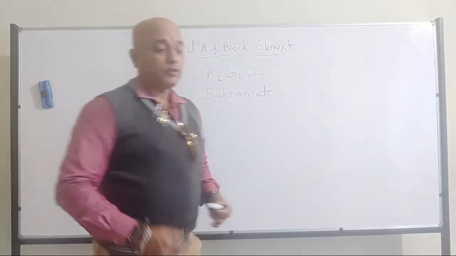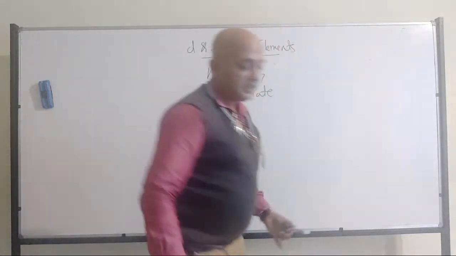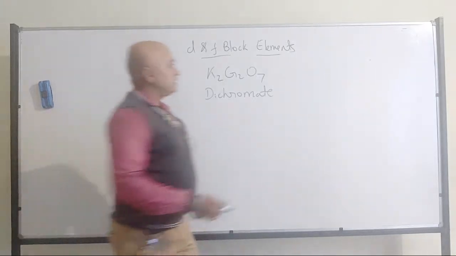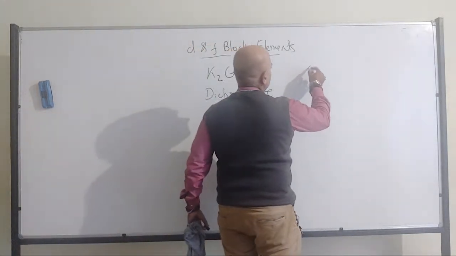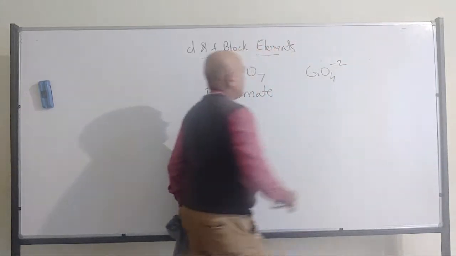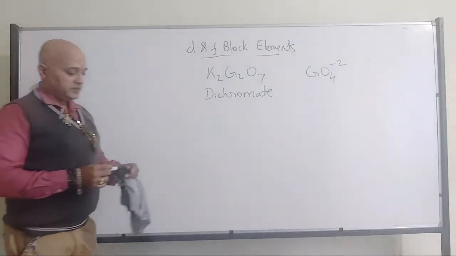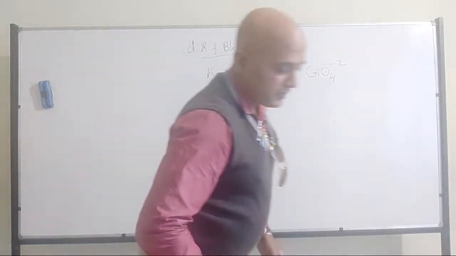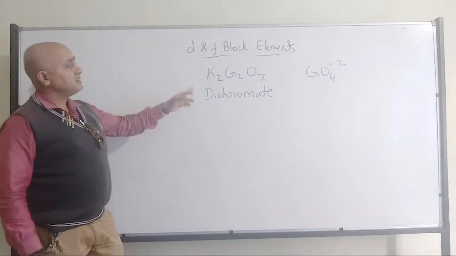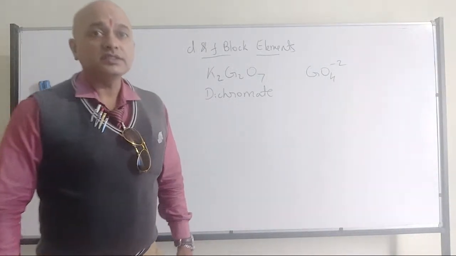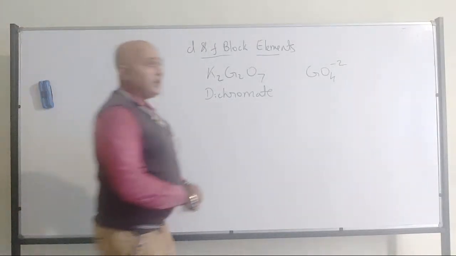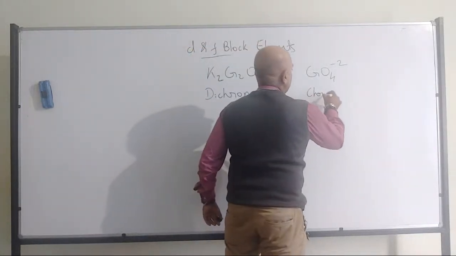Now, what do you mean by chromate, or why it should be called dichromate? That is because when we are talking about chromate, this is where we have the CrO4 2-, that is chromate. Cr2O7 2- is dichromate. So that's where we have the dichromate and chromate.